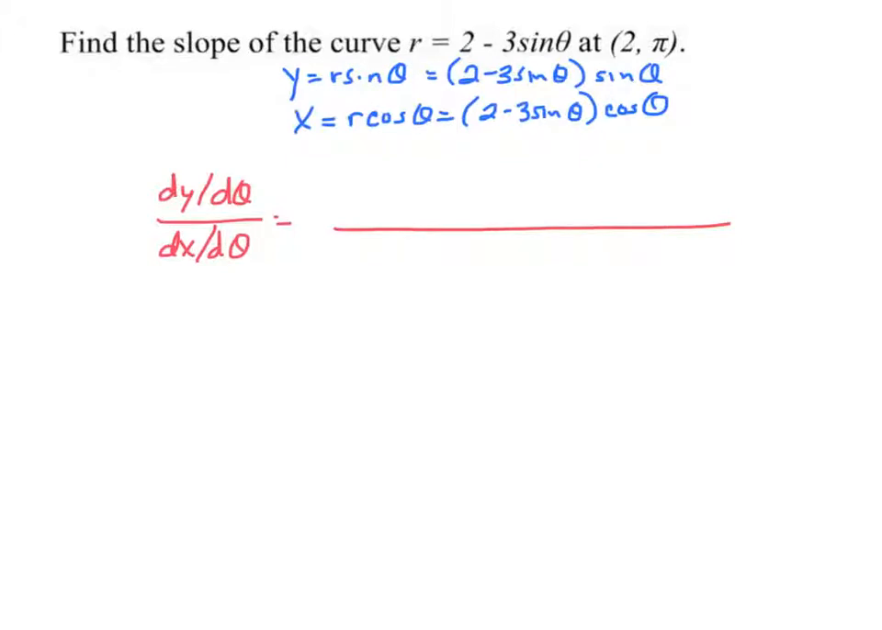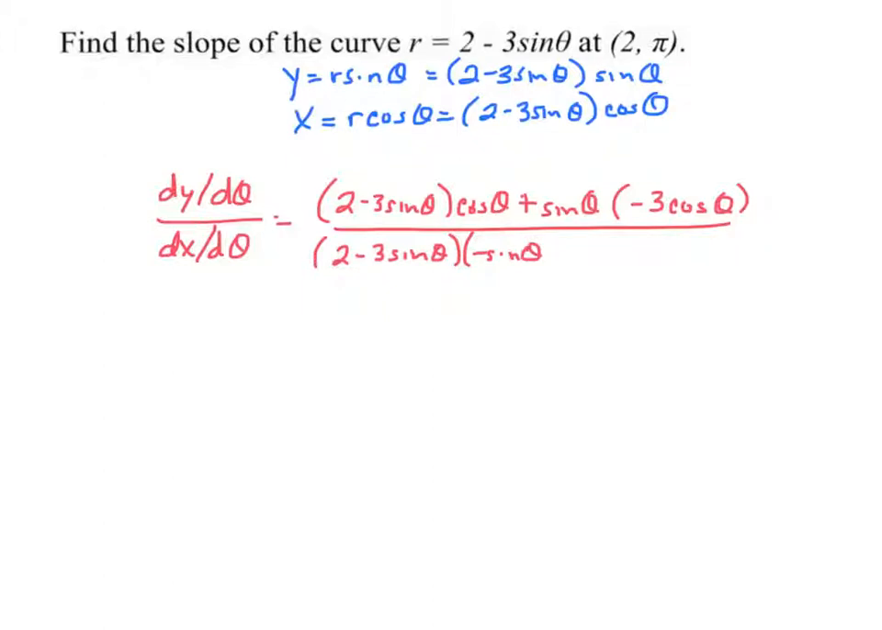Okay, so to do the derivative, we would do the derivative of y. So first, times derivative of the second, plus second, times derivative of the first. The x: first, times derivative of the second, plus second, times derivative of the first.